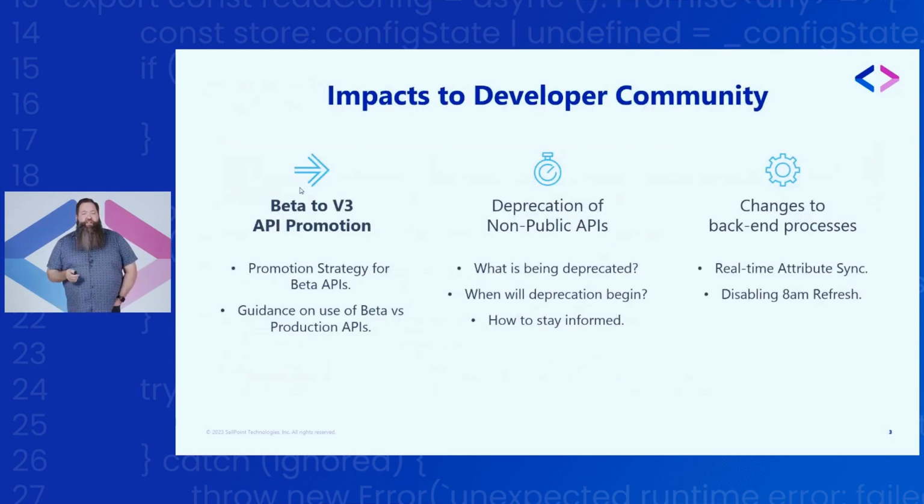But in today's session, I'm going to focus on a few key items that we have rolling out right now that will impact our developer community. Make sure that you're aware of these items, and then we can carry this conversation into the chat and Discord. The 3 items are our beta to v3 API promotion. I'm going to go into details on where we're at with that process. The deprecation of our non-public APIs, an announcement that we've recently made. And then finally, I'm going to have Kirby Fitch join me here on stage to talk through some changes to some key backend processes driven by updates to our event-driven architecture.